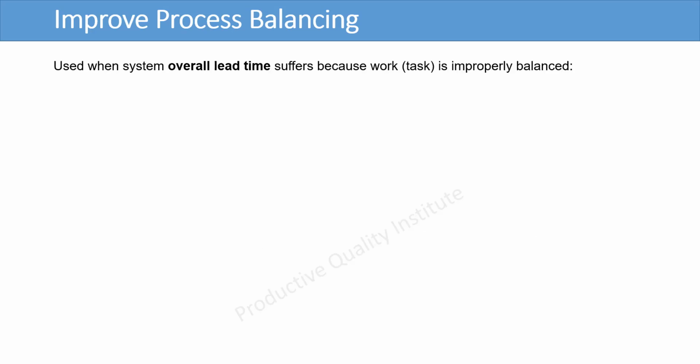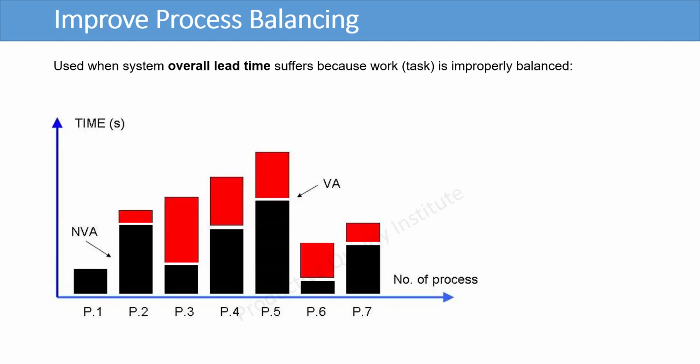Improved process balancing is used when system overall lead time suffers because work or tasks are improperly balanced. In the shown graph, the black bars represent the non-value-added time, while the red bars represent the value-added time for each process. The takt time is calculated and shown. P5 is the bottleneck, and it will delay the whole process.